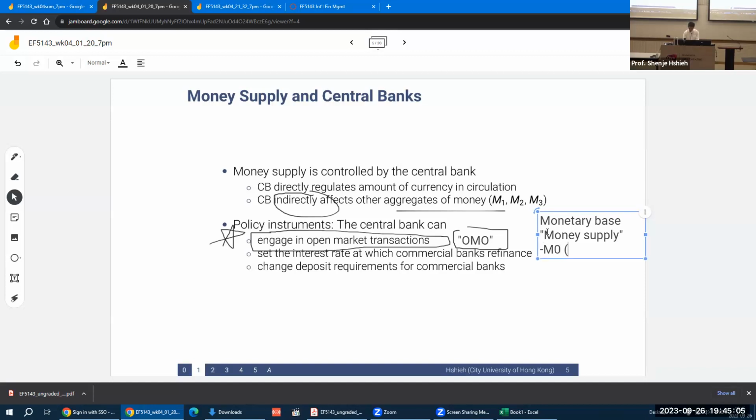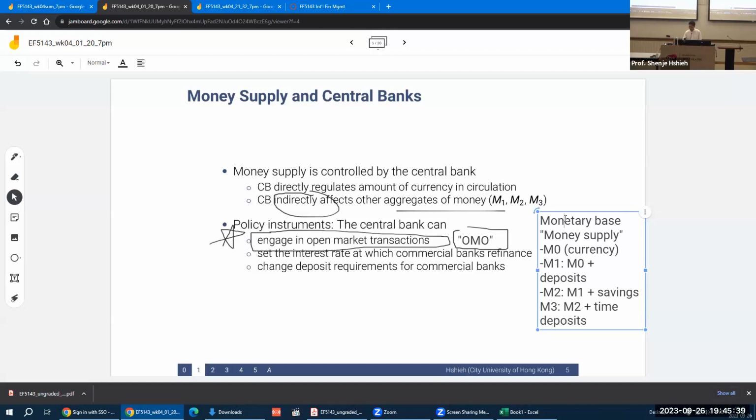M0, which is physical currency; M1, which is M0 plus deposits; M2 is M1 plus savings; and M3, which is M2 plus time deposits. We call it certificate of deposits here. I don't know what it's called in Hong Kong and China, but it's just a long-term savings deposit that you can't touch and you're penalized if you take money out.